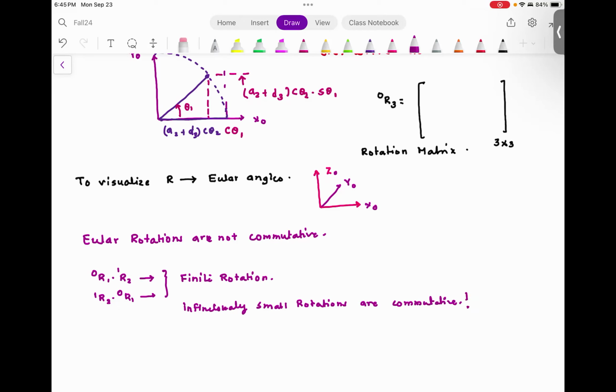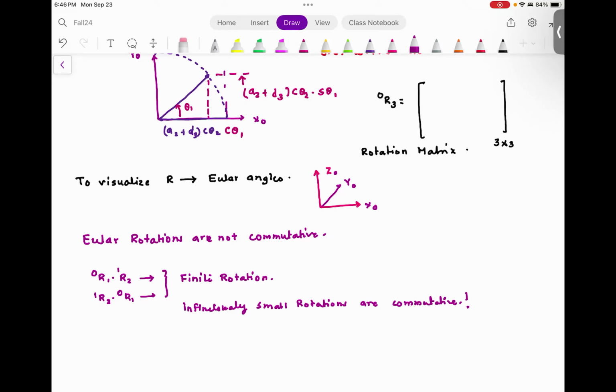Now, what does it mean? There's a very nice mathematical derivation for this. What it means is, if I have a big rotation, then the rotations are not commutative, which means I cannot change the sequence of rotations. But if I have extremely small rotations, then the rotation sequence can be changed. And that is the trick that is used in solving these kinematic problems.